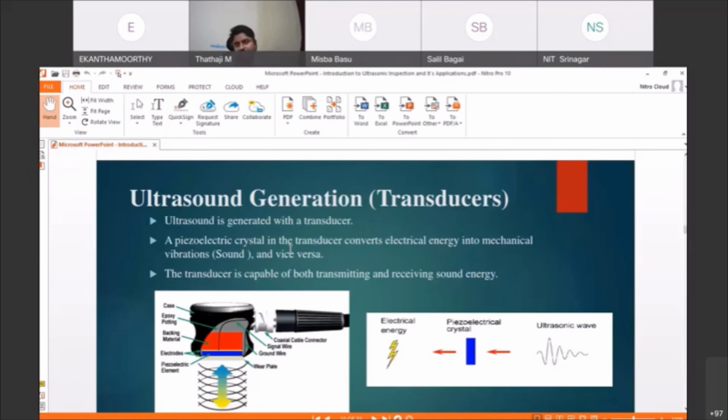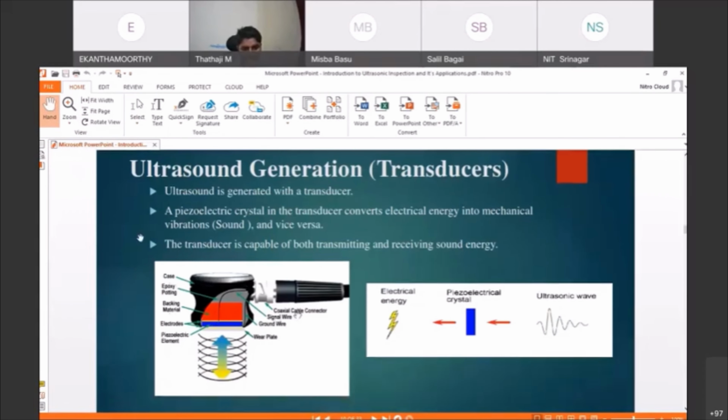For example, when a car hits an object, suddenly the airbags open. There is an electric sensor that absorbs the mechanical impact and converts it into an electrical signal, and the airbag opens. In the same way, here we generate ultrasonic waves. That's the reason we use a piezoelectric crystal. The same crystal is capable of transmitting and receiving sound energy.